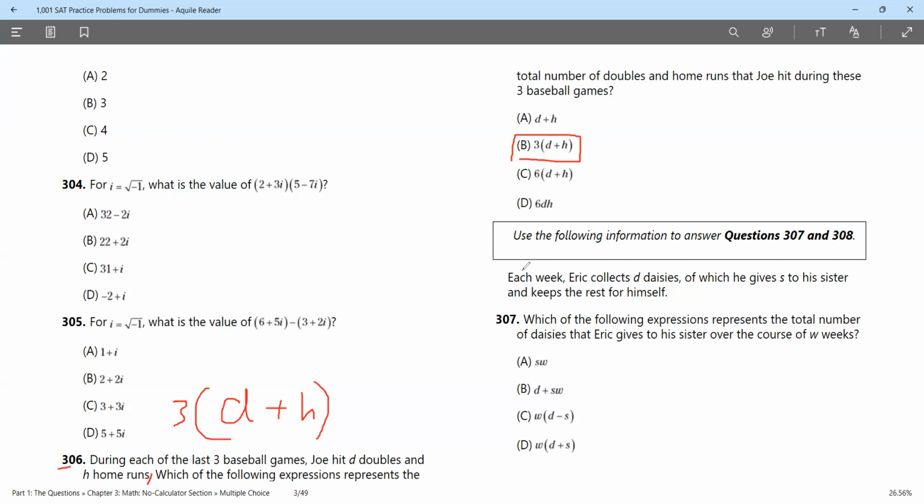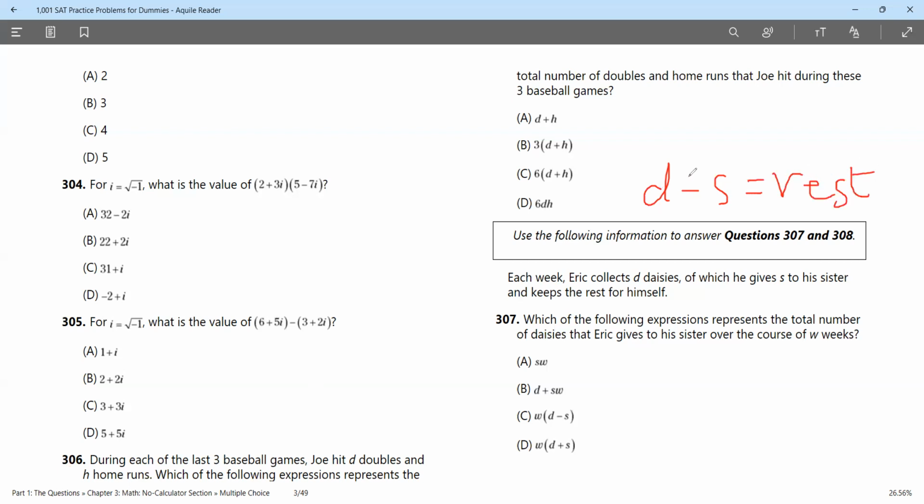Let's move on to this question. Each week, Eric collects D daisies, of which he gives S to his sister and keeps the rest for himself. So the total that he collects is D, and he gives S, which means he will subtract S from D, and the rest will be with him. So the rest will be D minus S. D is the total collected, and S is what he gave to his sister.